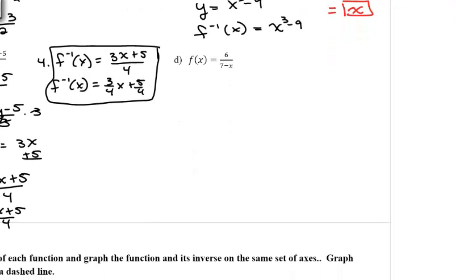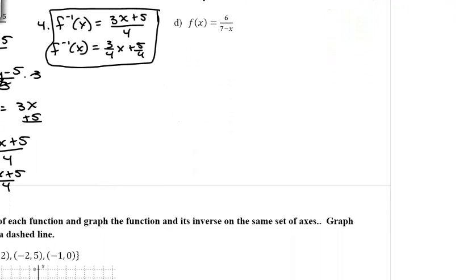So now let's find the inverse of our last function here. Our last function is f of x equals 6 over 7 minus x. And so we want to find the inverse of this. First step is to rewrite this so that we have y equals 6 over 7 minus x. And then swap out the x's and the y's. So instead of y, we're going to write x. And it's equal to 6 over 7 minus, and instead of x, we're going to write a y. And then we need to solve this for y.